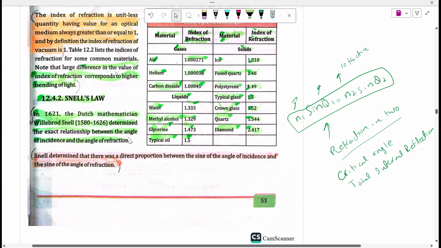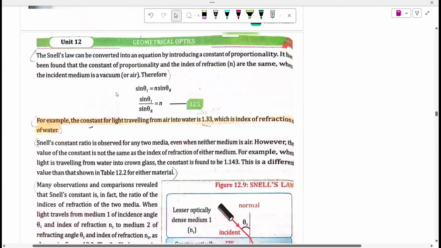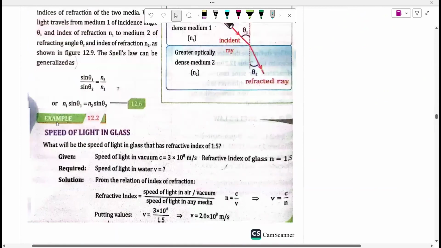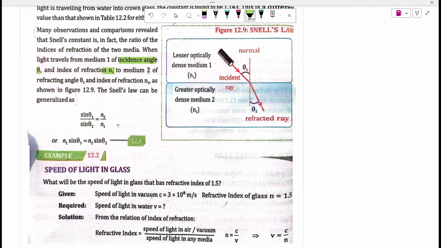बल्कि सब थ्योरी गिवन होगी यहाँ पे. ये रहा. हाँ ये लिखी हुई है. Theta 1, the angle of incidence, is in the first medium and n1 is the refractive index of the first medium. For medium 2, the angle of refraction is theta 2 and n2 is the refractive index. So theta 1, theta 2, n1 and n2. And this is Snell's law.